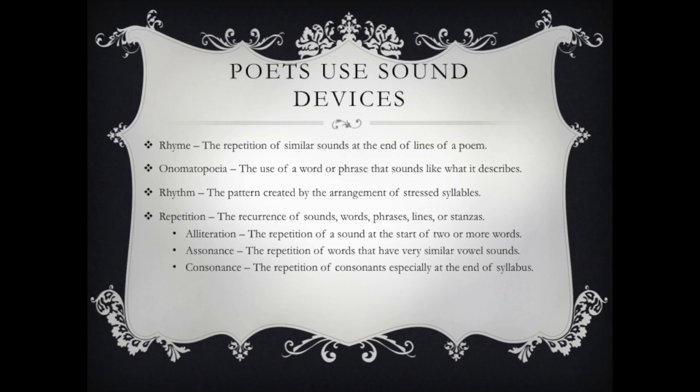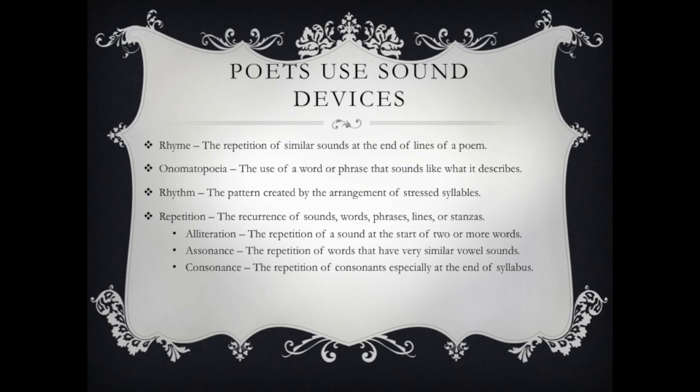The first is called alliteration. And alliteration is the repetition of a sound at the start of two or more words. So if you think about all those tongue twisters that you learned, she sells seashells by the seashore. That's alliteration. It's the repetition of that sound at the start of a bunch of words.